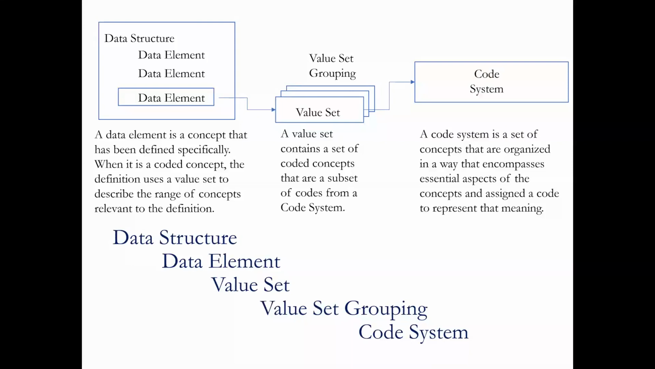There's another term that sometimes you'll hear used called a value set grouping, and that is simply a set of value sets. A value set grouping is used when a data element definition needs to draw concepts from multiple different code systems. So the value sets can be built off of the different code systems and then joined together with that value set grouping. I think taking a few minutes to define these terms hopefully will help us all communicate with each other more clearly as we go through the process.